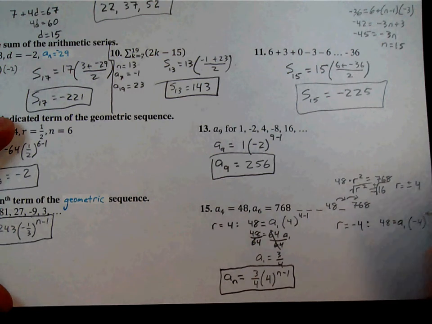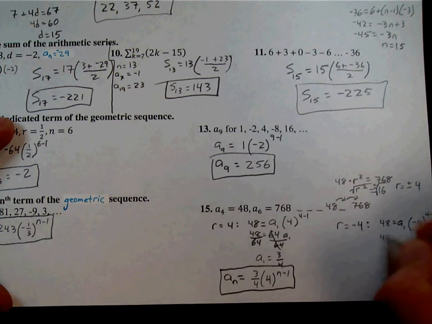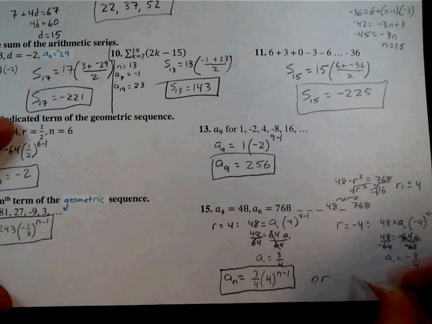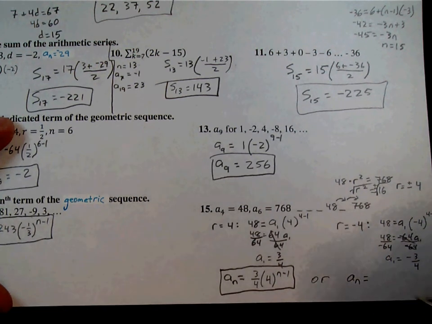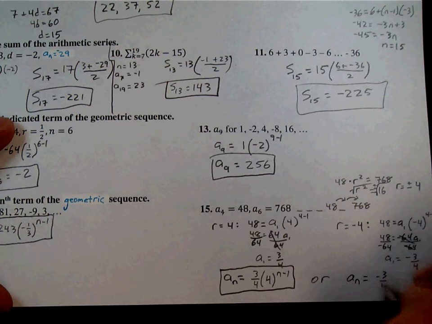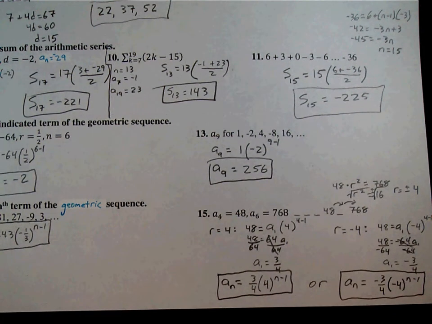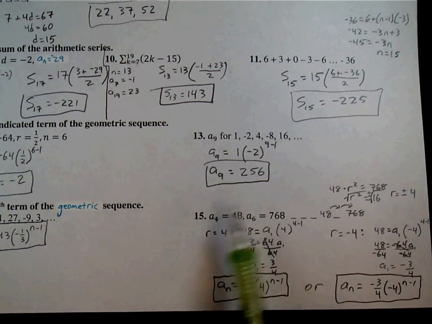So that was my fourth term, so 4 minus 1 is my exponent. So now I have negative 4 to the third power. That's negative 64. So I'll have to divide by a negative 64 instead of a positive 64. So a sub 1 is equal to negative 3/4. So now, for my equation, I get negative 3/4 times negative 4 to the n minus 1. So I needed to find both of those equations, because both of them would yield the same two terms that were given.